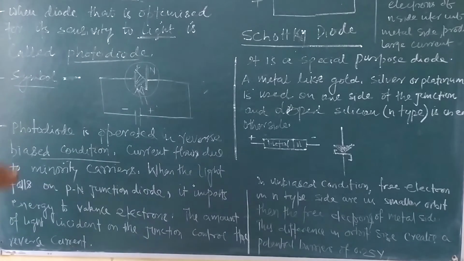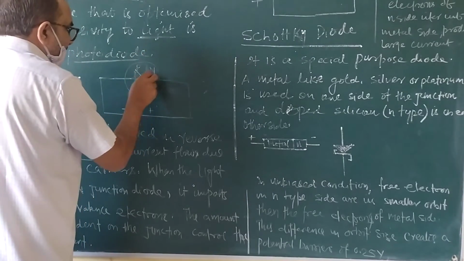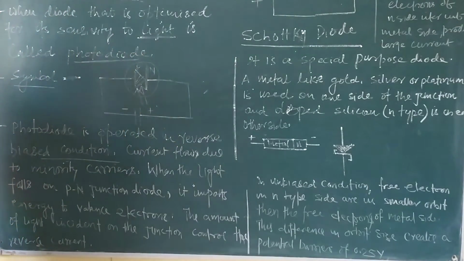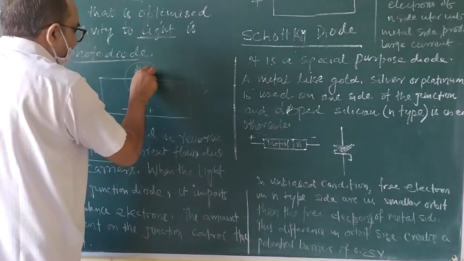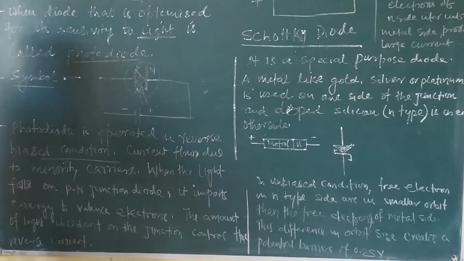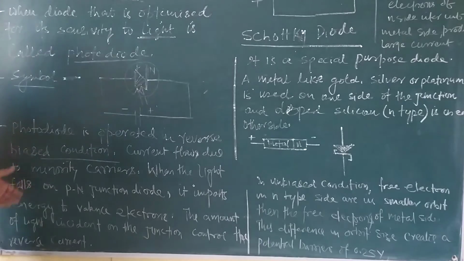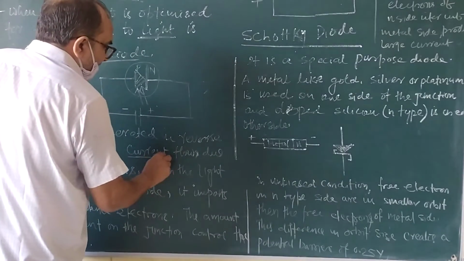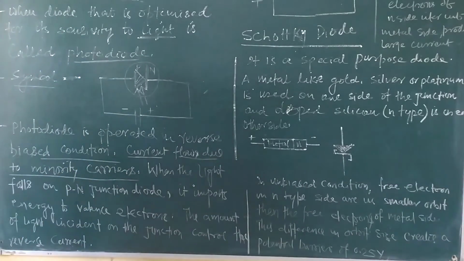That means in the p side, current flows due to the available minority carriers, which are free electrons, whereas in the n type semiconductor, current flows due to the minority carriers available there, which are free holes. But here we have written only that current flows due to minority carriers.